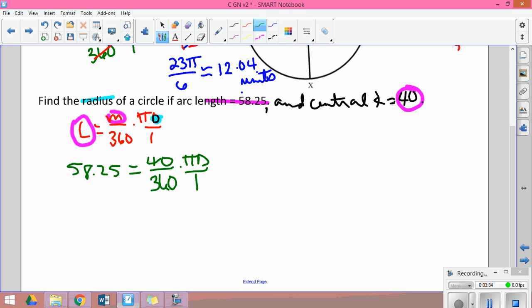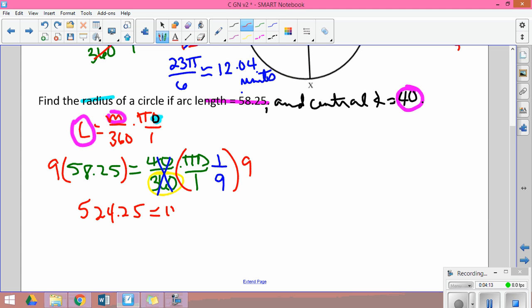So now I only have one thing I don't know, and I'm going to begin undoing to get d by itself. So the first thing I'm going to do, multiply both sides by 360. Or you could reduce your fraction, and I probably will do that because 40 over 360 is the same as 1/9. So that makes my numbers a little cleaner, a little smaller to work with. So now I can multiply both sides by 9 to undo that division. And so I have 524.25 is equal to pi times diameter.